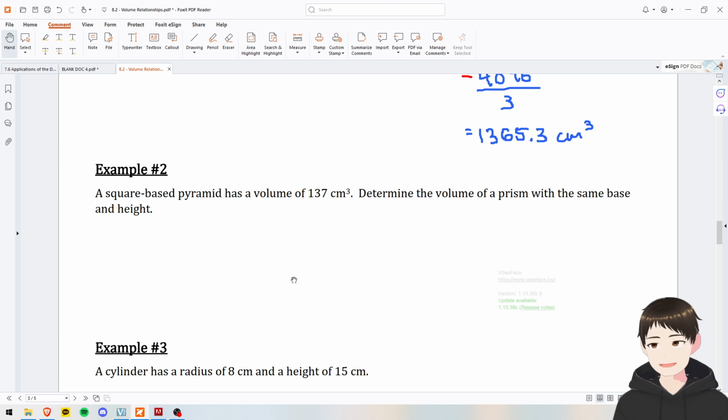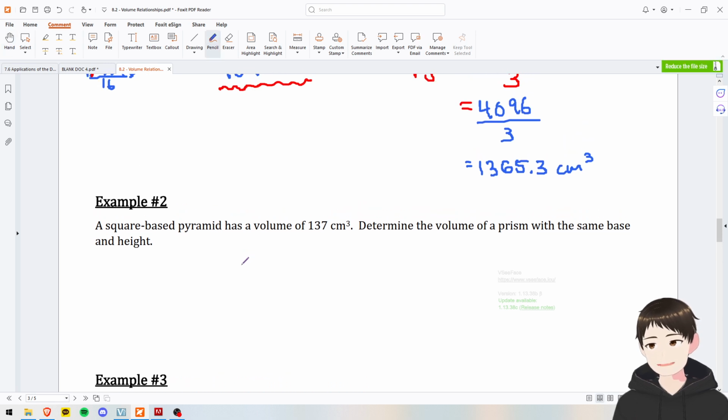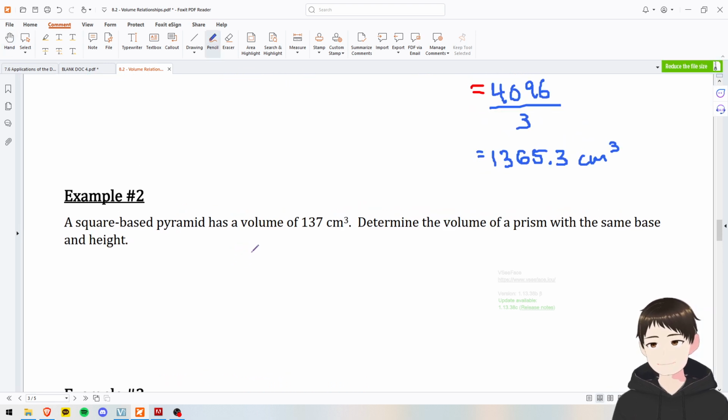Okay, so how else can I make it tricky? A square base pyramid has a volume of 137 centimeters. Determine the volume of a prism with the same base and height. So the same thing. This time, they don't give you the dimensions just in case you were using the dimensions and muscling through by memorizing. The whole point is we don't want you to memorize.